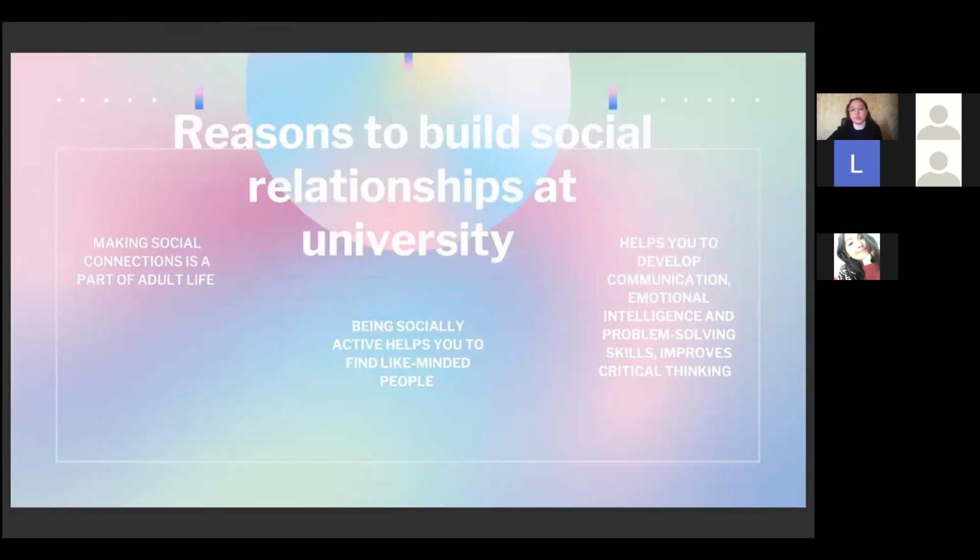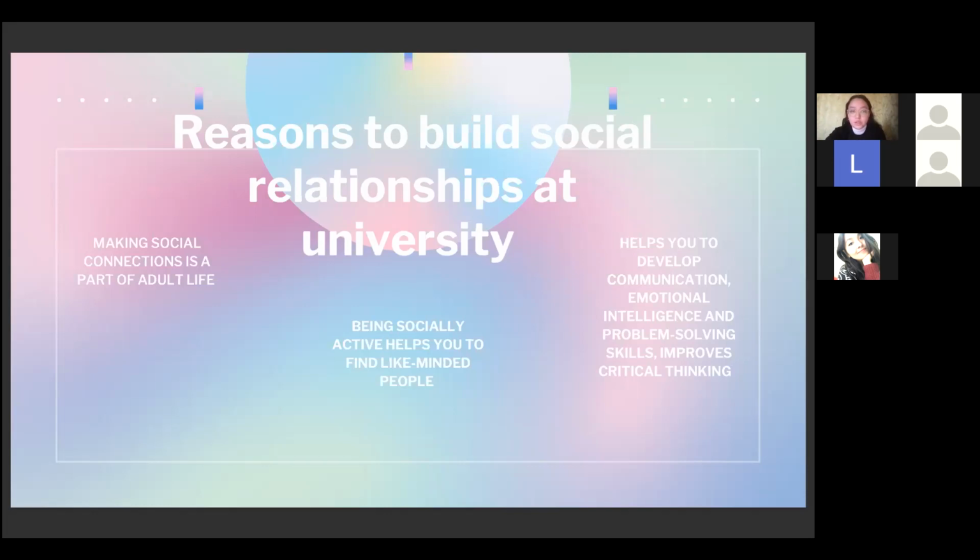So let's move on to the reasons to build social relationships at university. Of course, there are many reasons, and at some point, as Leila mentioned, academic standing is not as important as social relationships at university. So, for example, let me introduce these three main reasons.